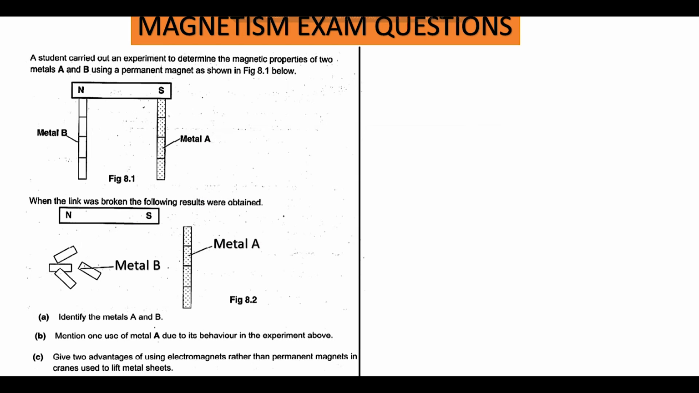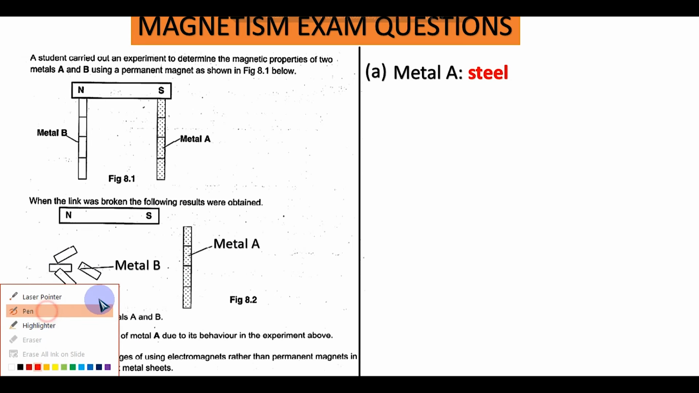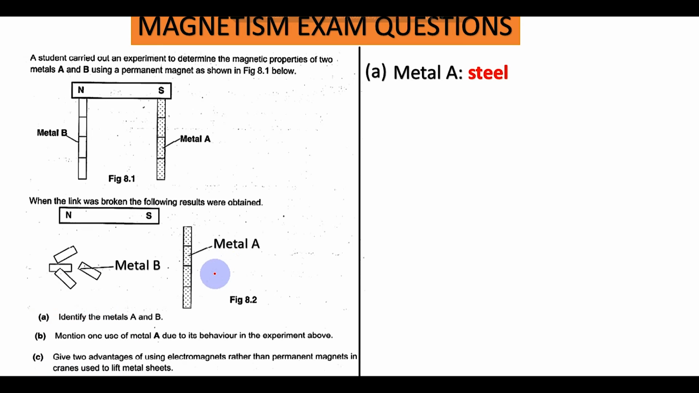Which material gives out the ability to attract easily? You'd agree with me that you remember that is iron. So iron easily gives out the ability to attract the moment you break the contact with a magnet. So metal B is iron, meaning metal A should be what? Steel. Because of its property, when steel gains the magnetism, it takes time for it to give out.